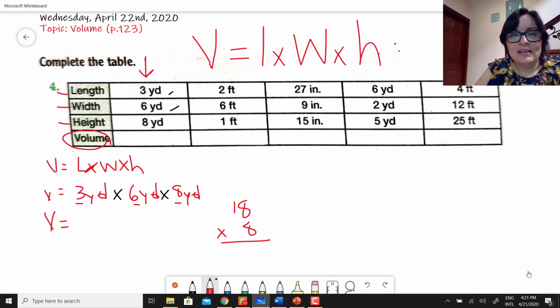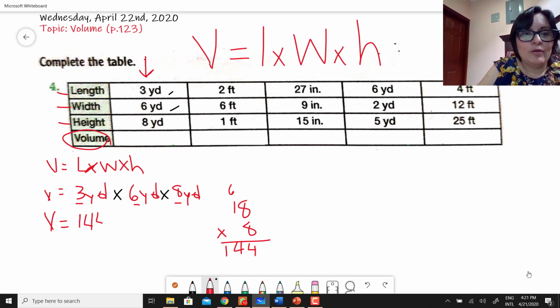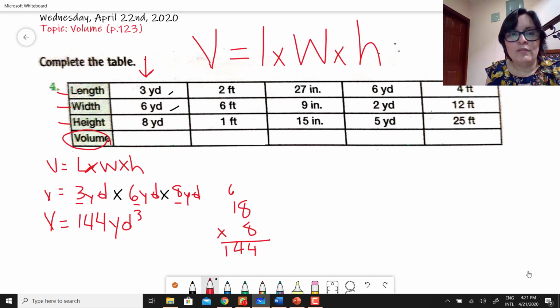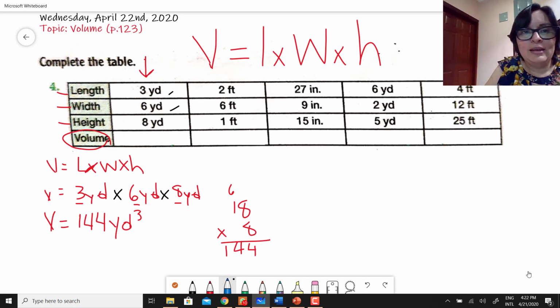8 times 8, 64. 8 times 1, 8 plus 6, 14, okay. So 40, we have that is 144 yards, and those yards have to be cubic, okay, because it's volume. Volume, the units of volume is always cubic units. So let's write it in here.